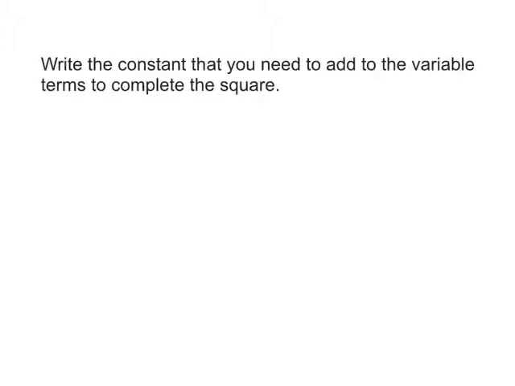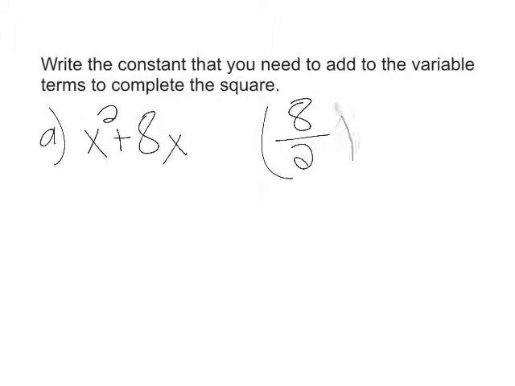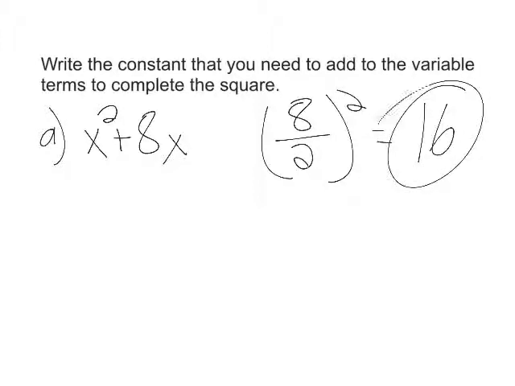So the first one is asking that question for x squared plus 8x. All you have to do is take half the coefficient on x and square it. So what's that going to be? We're going to get a 4. 4 squared is 16. So that's the number I want right there. You don't even have to add it back. We're just doing one step out of that whole process with these questions.